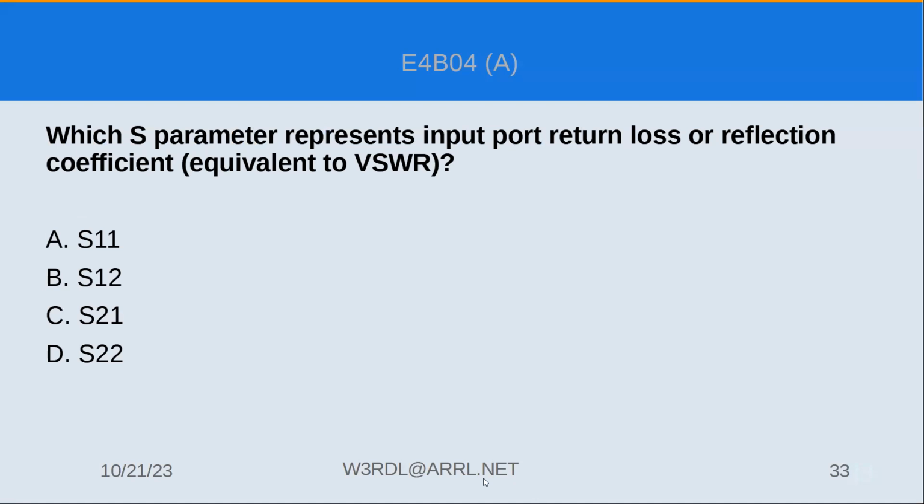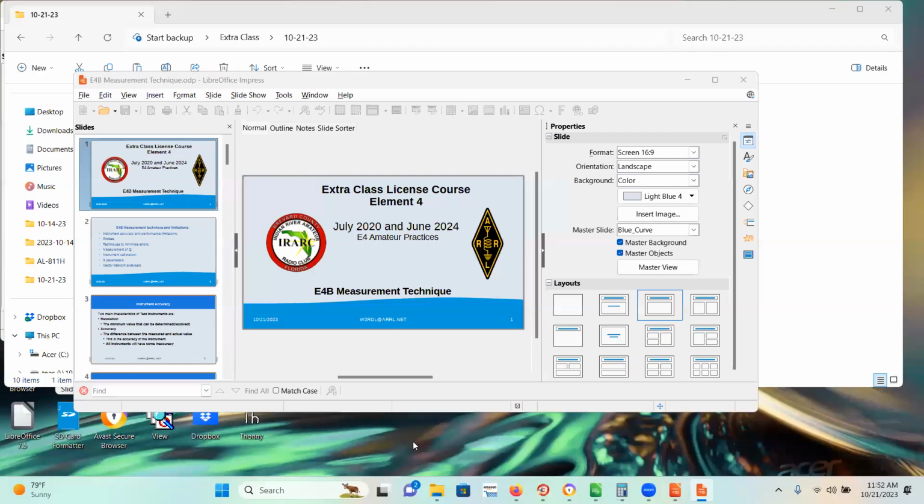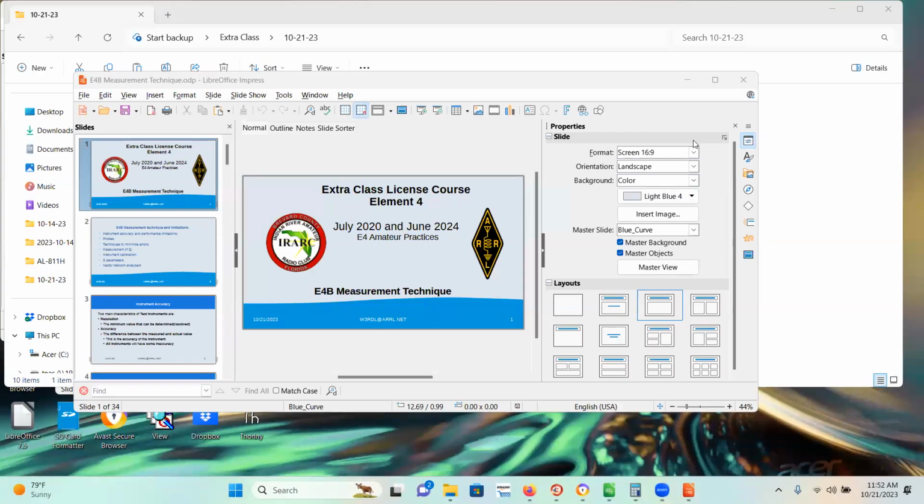What is VSWR? Alpha. I guess it's technically always VSWR, but we normally say SWR. Voltage, standing wave. Yeah. Okay, so there you go.